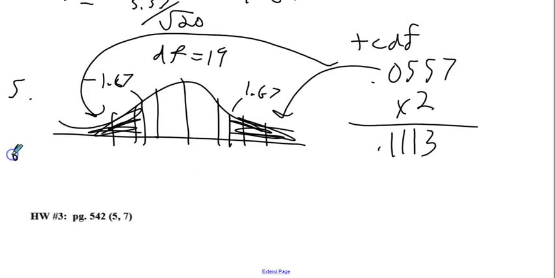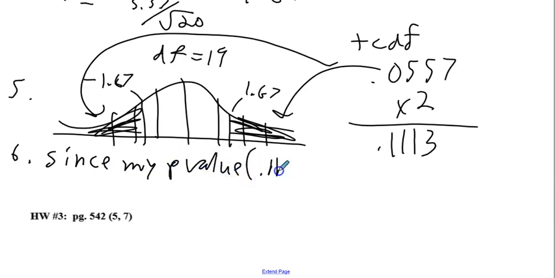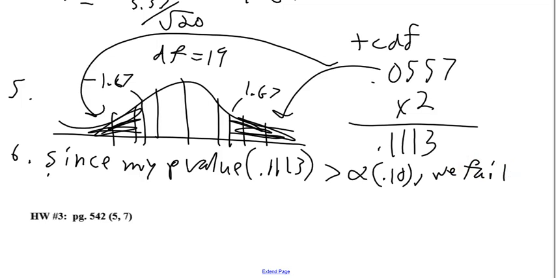Now we get to our last step. Since my p-value, which was 0.1113, is greater than my alpha, close, 0.10. It's definitely greater than 0.05, but it's also greater than 0.10. We fail to reject the H0, or the null hypothesis.